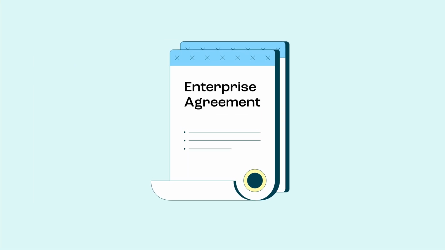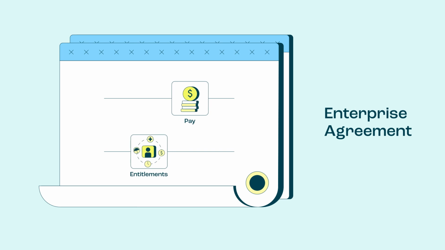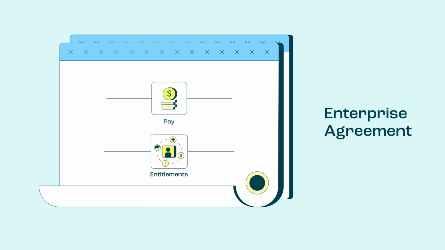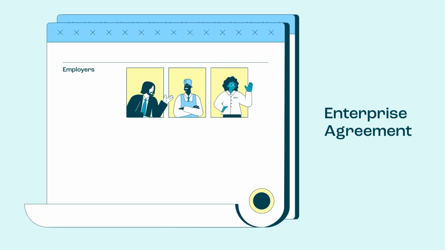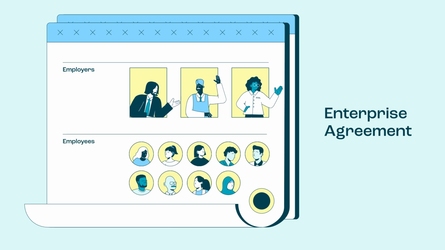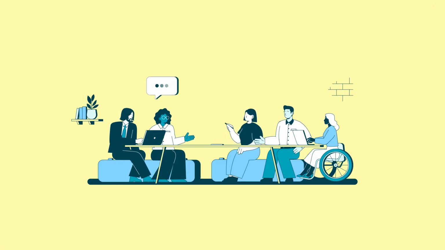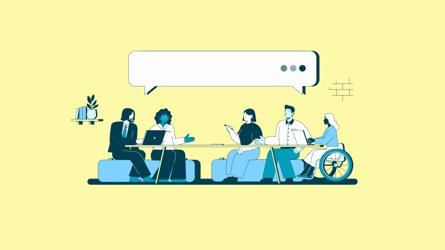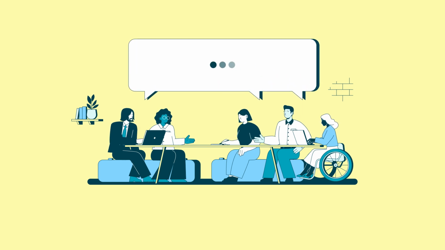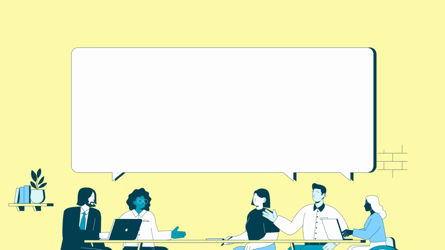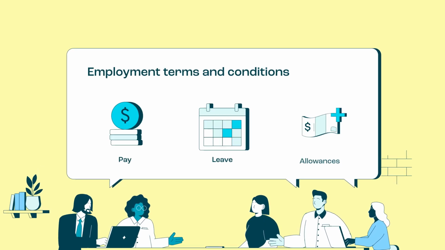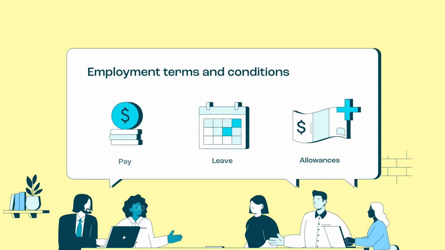An enterprise agreement is a legal document that sets pay and entitlements for employees. It covers one or more employers and some or all of their employees. During bargaining, employers, employees, and their representatives discuss, negotiate, and agree on the employment terms and conditions for their workplace or workplaces, like pay, leave, and allowances.